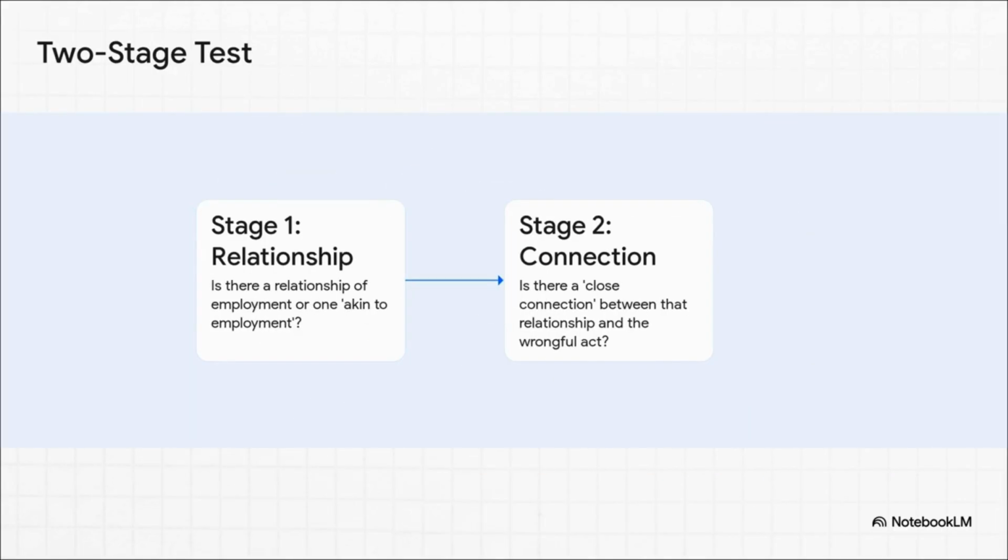Okay, for any problem question you get on the SQE1, this is the framework you must use. It's a two-stage test. First, you have to prove there's the right kind of relationship. And second, you have to show that the bad act was closely connected to that relationship. So let's break down each of those stages one by one.